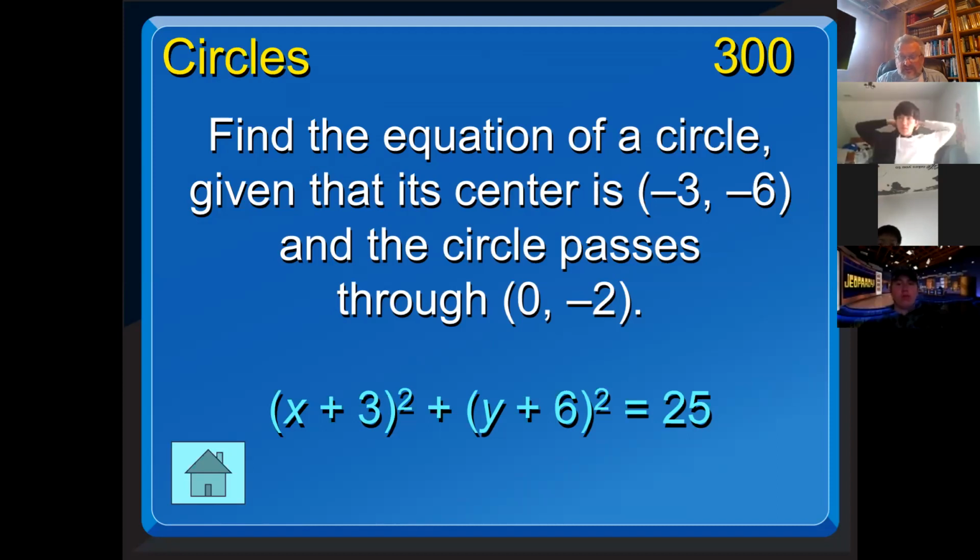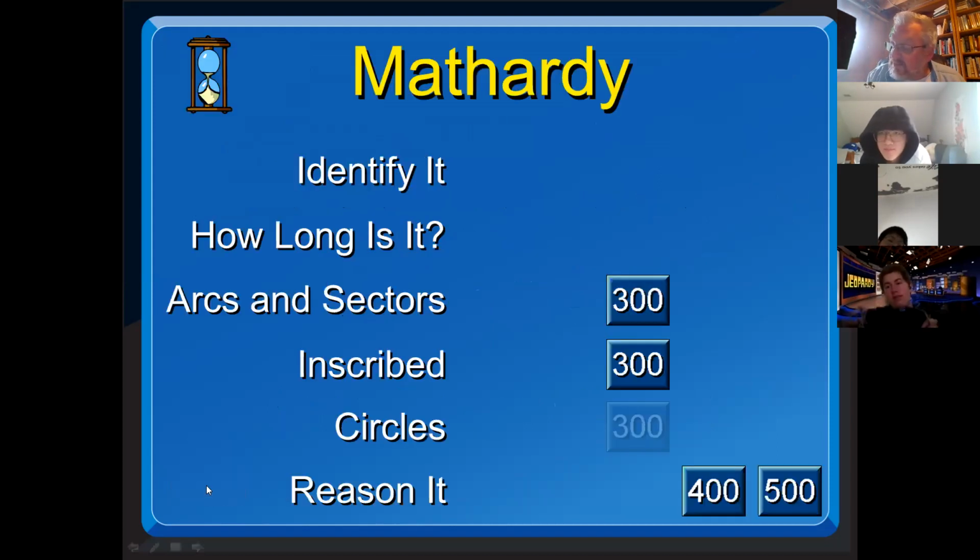Sorry, just a second. Okay. So Jason's still up by 1,300. Go ahead, Gavin. Reason at 500.